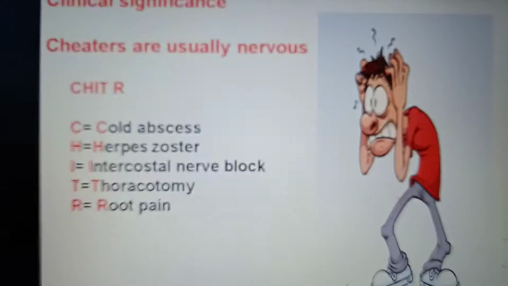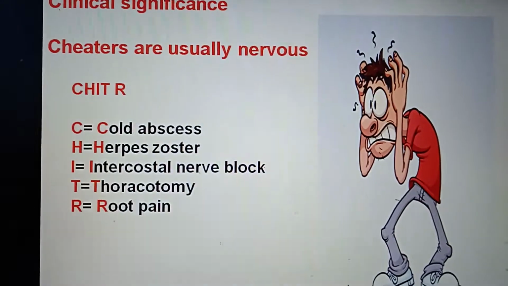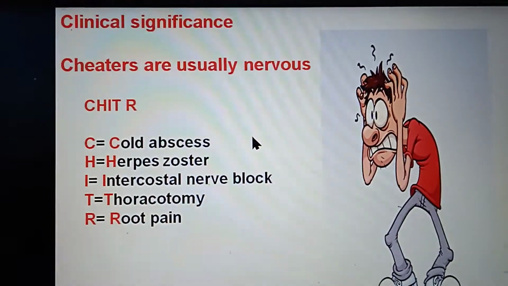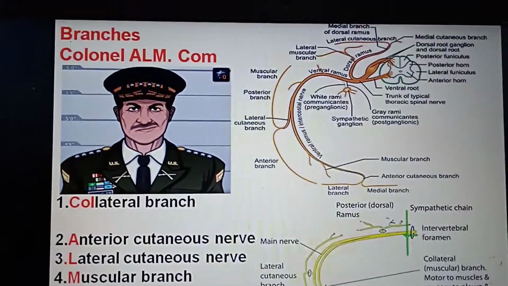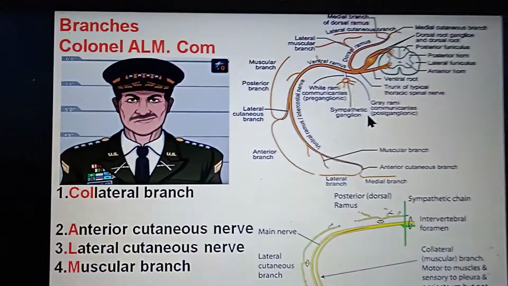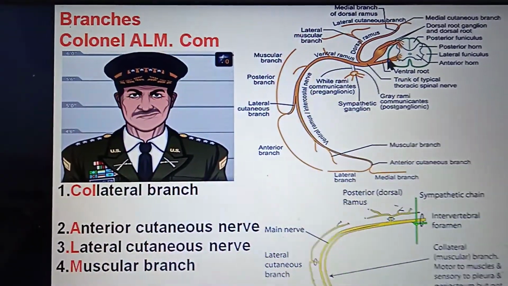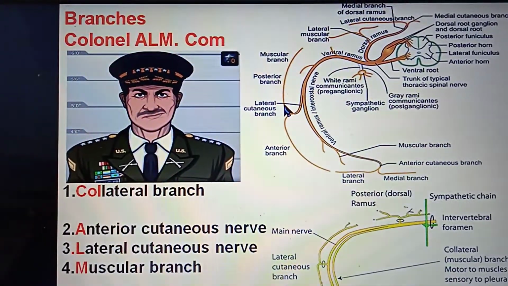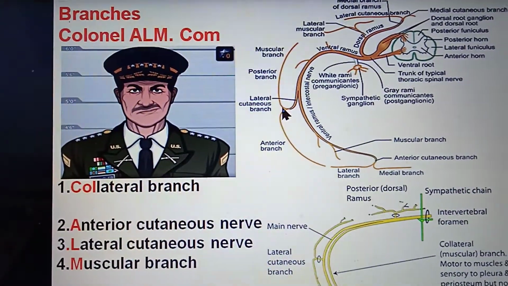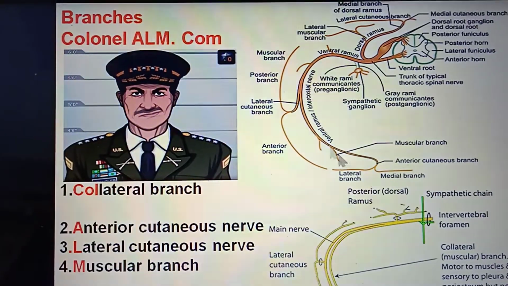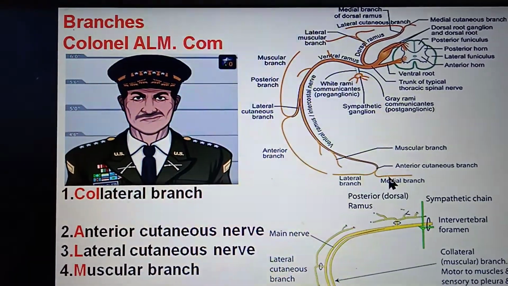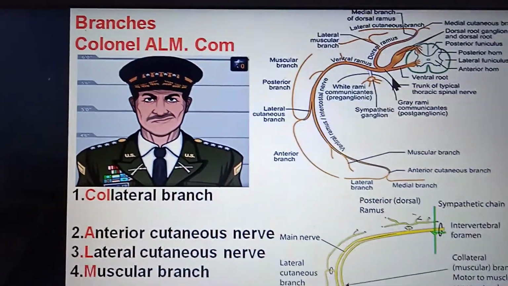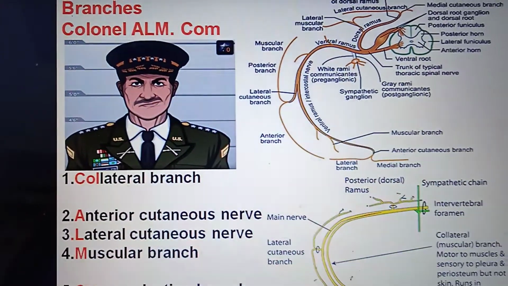First one is the cold abscess, which occurs due to tuberculosis of the vertebra, in which the tubercular pus will trickle and take a pathway. Here you can see the tuberculosis of the vertebra. The pus will trickle down along the course of the intercostal nerve and come out over the skin, by the side of the mid axillary line with the lateral cutaneous branch, just by the side of the sternum with the anterior cutaneous branch, and also lateral to the erector spinae muscle, which is the paravertebral muscle.